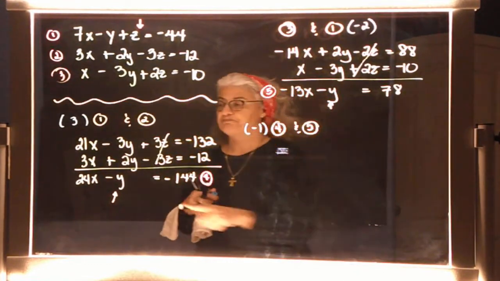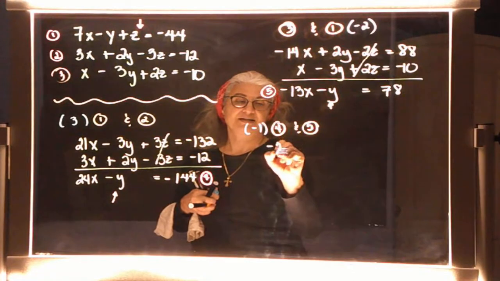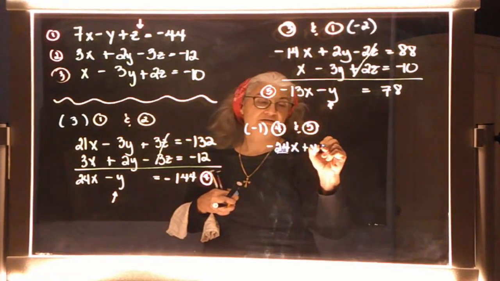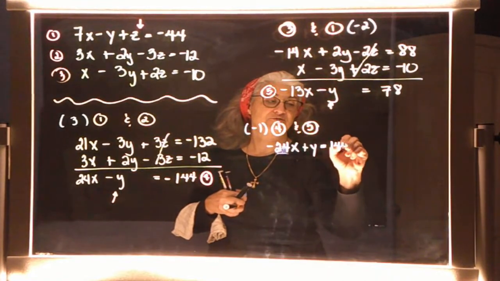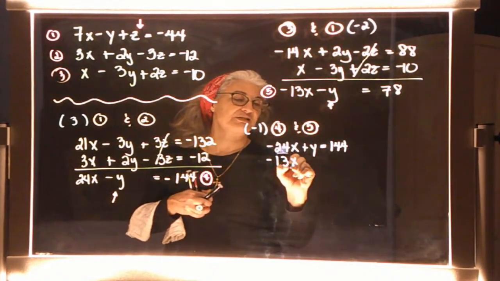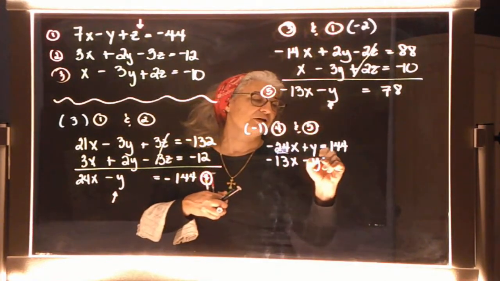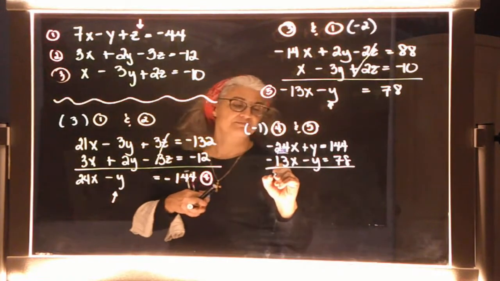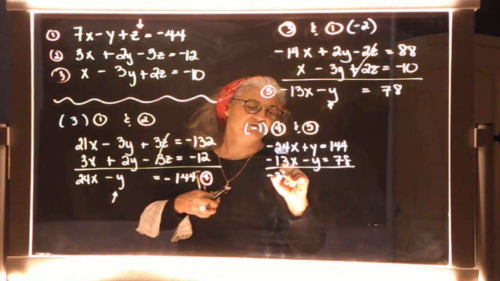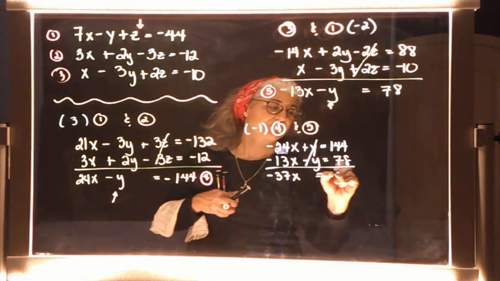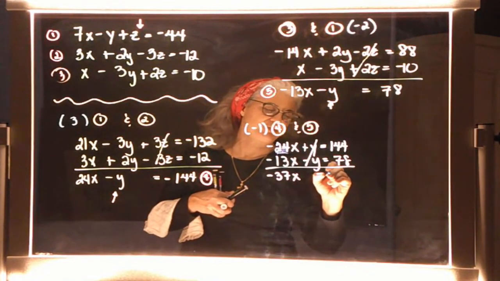So let's see. That makes that a negative 24x, a positive y, and a positive 144. Equation 5 is a negative 13x, a minus y, and a 78. Add them together. Yeah, that's negative 37x. The y's drop out. Let's see, what do we get here? Was that 222?